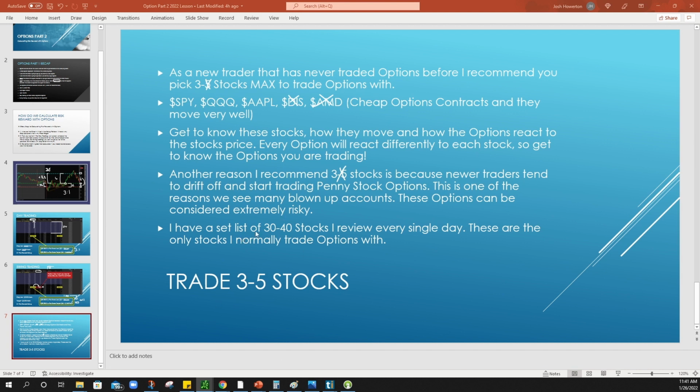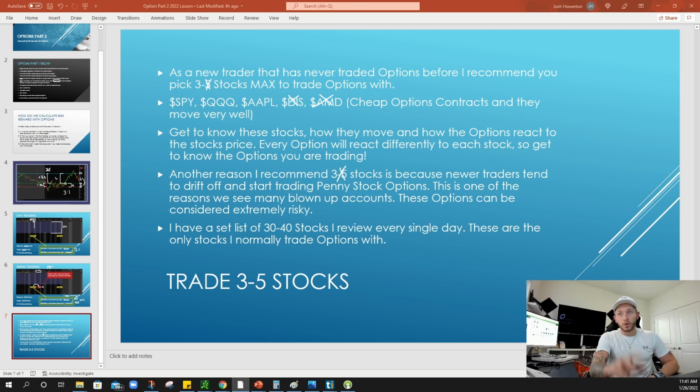Eventually, you will set a list of 10, 20, 30 stocks. You will review those every single day. These are going to be the only stocks that you would normally trade 90% of the time. But to start, the only ones that you should be trading are the SPY, the Qs, and Apple. One contract, not 2, not 3, not 4. One contract. Minimum 30 days.